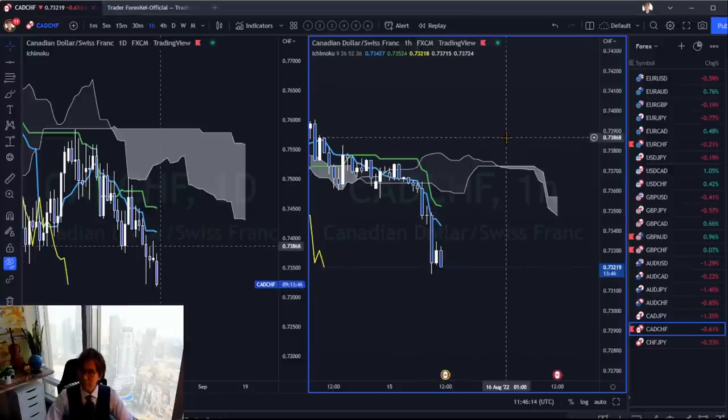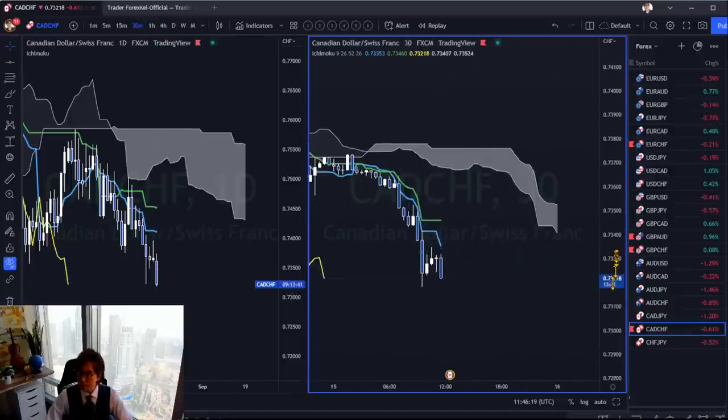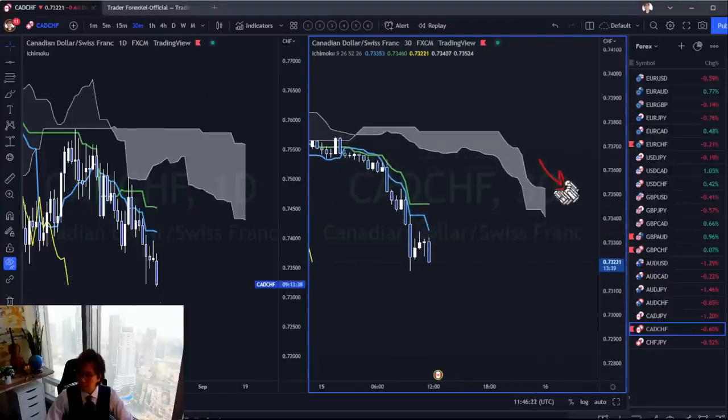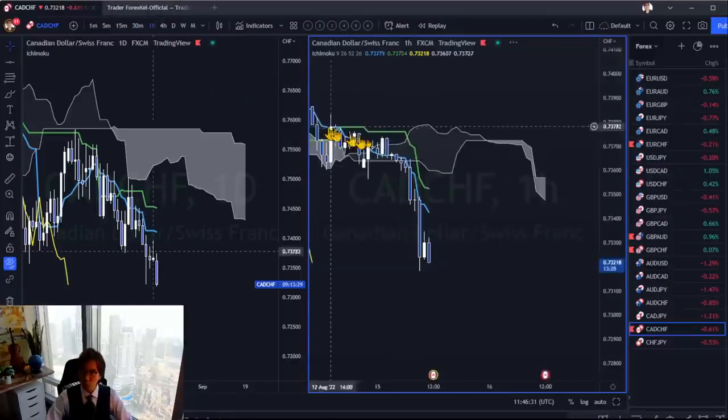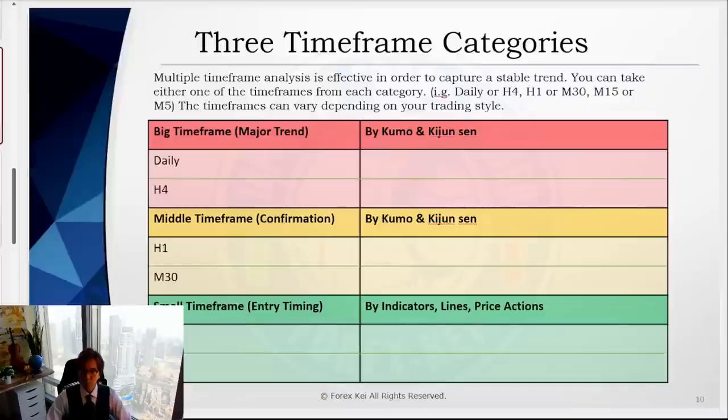But before moving on, let me also check the 30-minute. The 30 minutes is now flat, right? Senko Span B is down, A is down, but Kijun Sen is flat. So we can't take the 30-minute chart as a confirmation, but we can take the 1 hour to confirm downtrend. So in this example, again, daily is down and 1 hour is down, and we look for the entry timing based on the 5-minute.